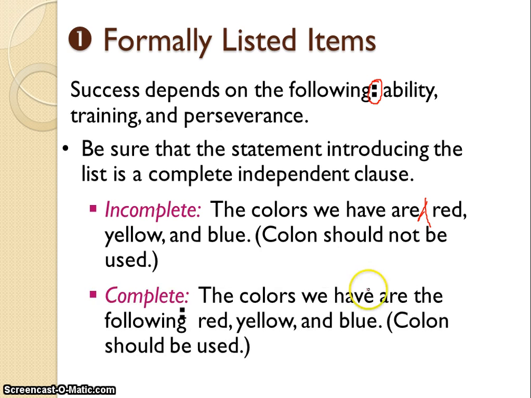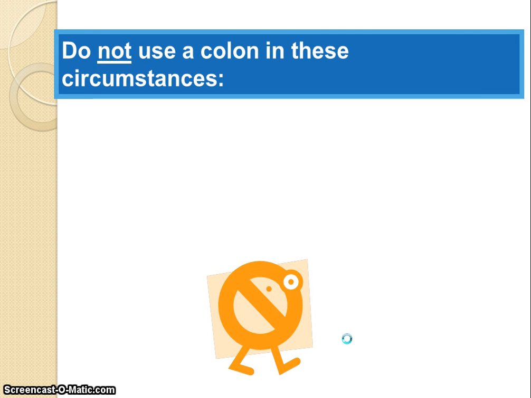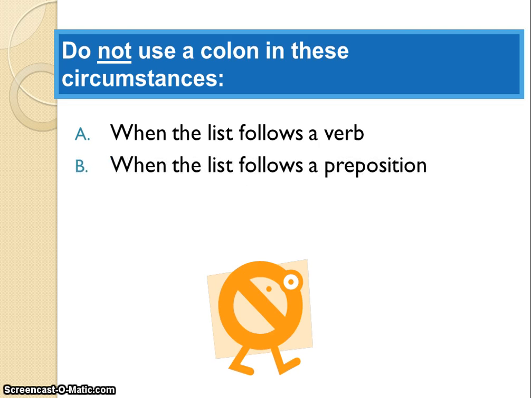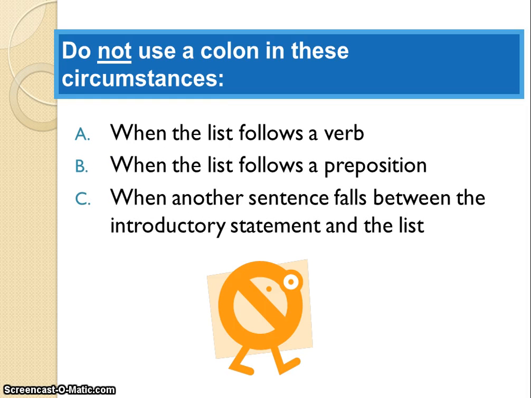Okay, if we have a complete thought, the colors we have are the following. That's a complete thought, so we do use the colon. We don't use a colon in these circumstances: when the list follows a verb, when the list follows a preposition, or when another sentence falls between the introductory statement and the list.